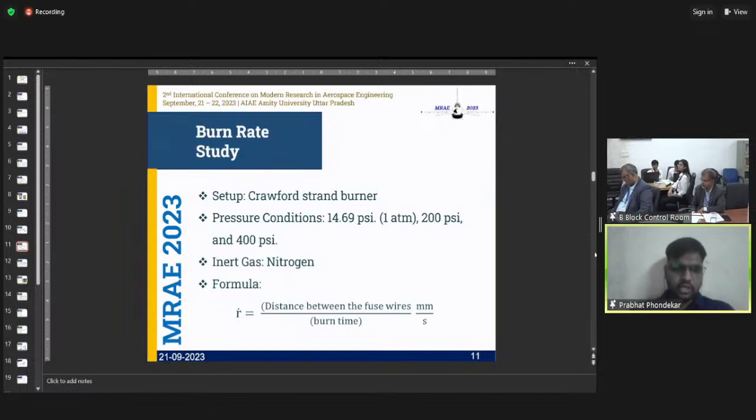Now coming to the second methodology, that is the burn rate. I have used the Crawford bomb setup, meaning the strand burner setup, to carry out these burn rate tests at different pressure conditions. First one, the atmospheric pressure condition. Second one, 200 psi. Third one is 400 psi. Nitrogen gas, that is an inert gas, I have used for testing all these propellant samples. And I have used this formula: the burn rate is equal to the distance between the fuse wires divided by the burn time. Fuse wires means it is the distance of the propellant strand itself.